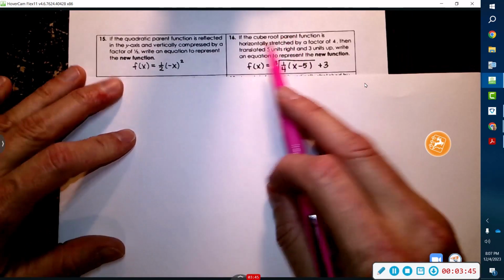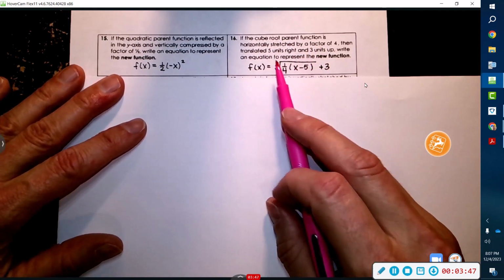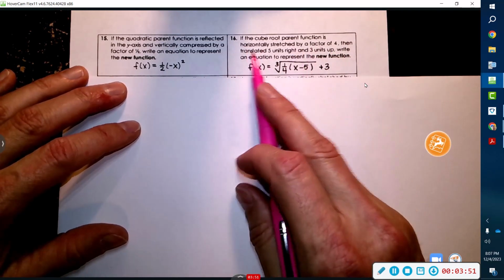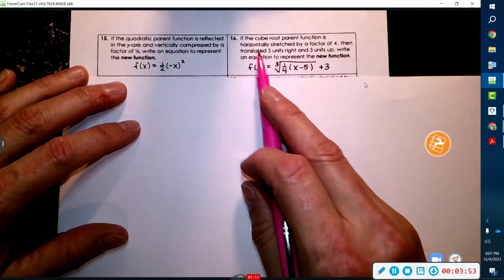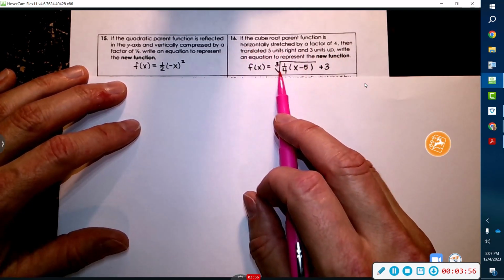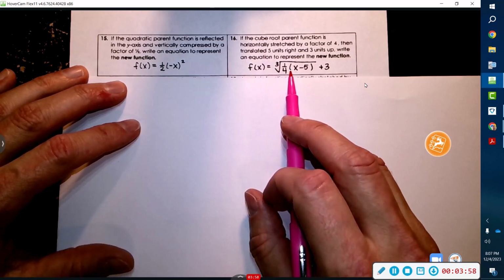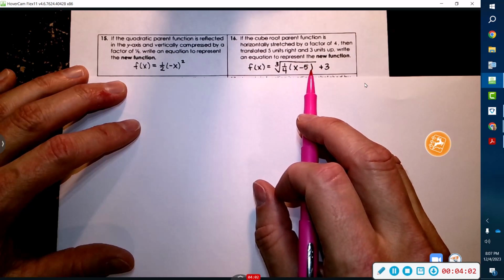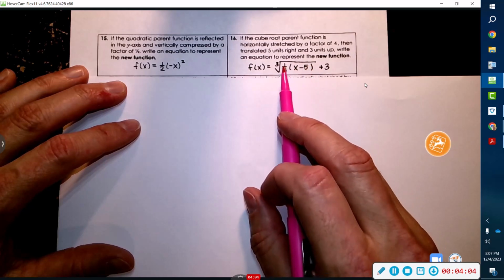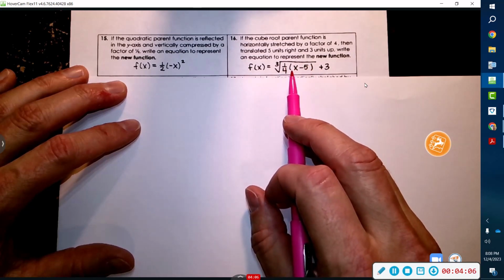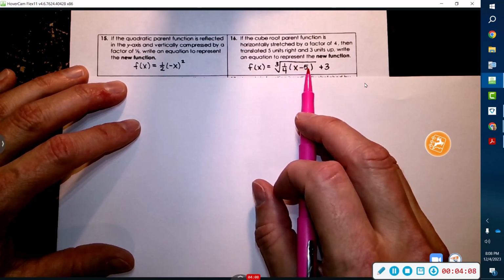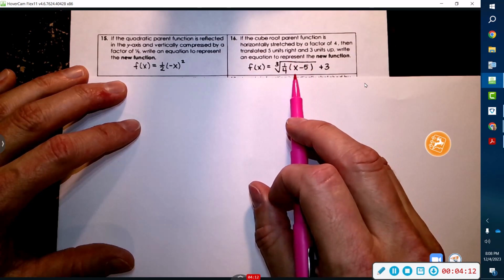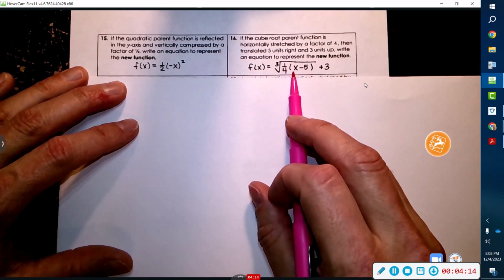This guy is a cube root parent, so we would put the cube root as the focus of the whole thing. We do know it's horizontally stretched, so that means the horizontal will be close to the x. And by close to the x, if there is a movement to the right or left, then that needs to be in parentheses. You can't just put the 1/4 next to the x. The x minus 5, because we're moving to the right 5, has to be in parentheses, and the 1/4 gets multiplied to those parentheses.